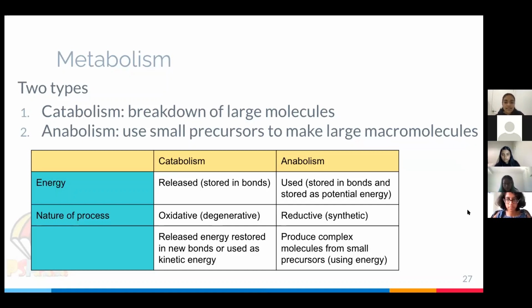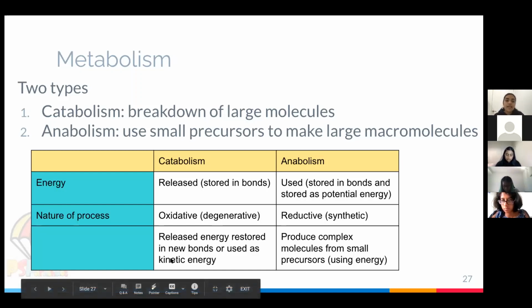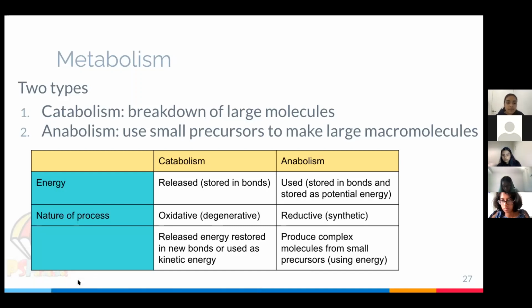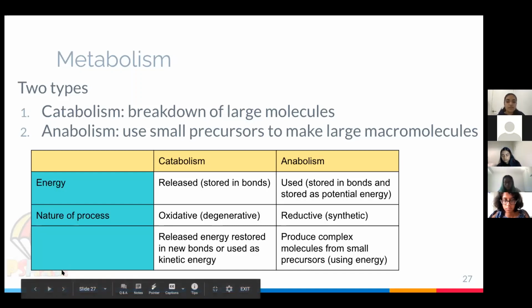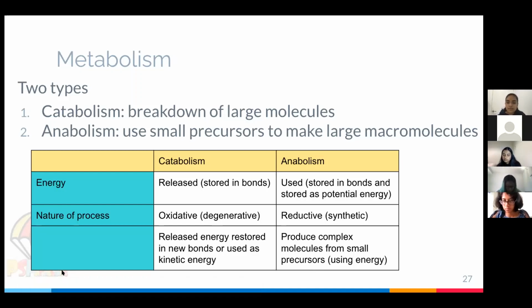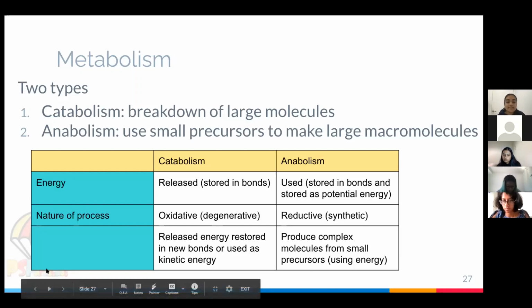So that table really summarizes both of them. So with catabolism, energy is released. So basically you're breaking down the large molecules, you're releasing energy. And for anabolism, you're using energy. So you probably think of it that way, that you're trying to make bigger molecules. You probably need more energy and more resources to be able to make those big molecules. And that's why you need to use energy. And anabolism is basically reductive and catabolism is oxidative. And in catabolism, you have the released energy restored in new bonds, or it can be used as kinetic energy. And in anabolism, as we said, it's producing complex molecules from small precursors.